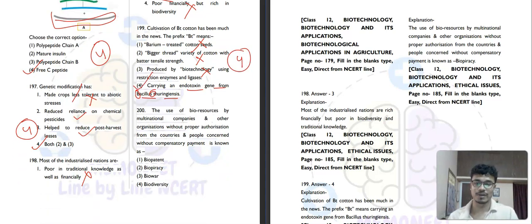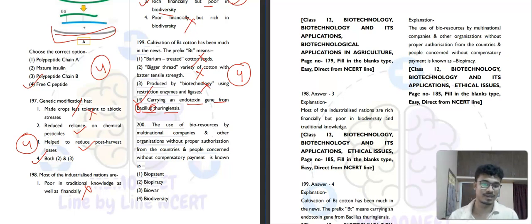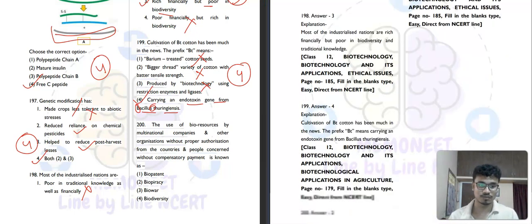Then question number 200. Last question. The use of bioresources by multinational companies and other organizations without proper authorization from the countries and people concerned, without compensatory payment, is known as biopiracy. The second option is our correct answer.